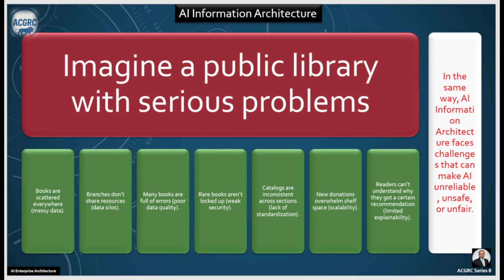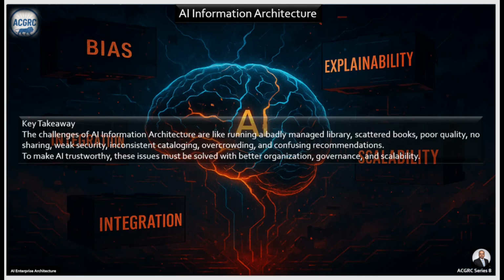In the same way, AI information architecture faces challenges that can make AI unreliable, unsafe, or just unfair. The key takeaway, the challenges of AI information architecture are like running a badly managed library. Scattered books, poor quality, no sharing, weak security, inconsistent cataloging, overcrowding, and confusing recommendation. Now, to make AI trustworthy, these issues must be solved with better organization, governance, and scalability.